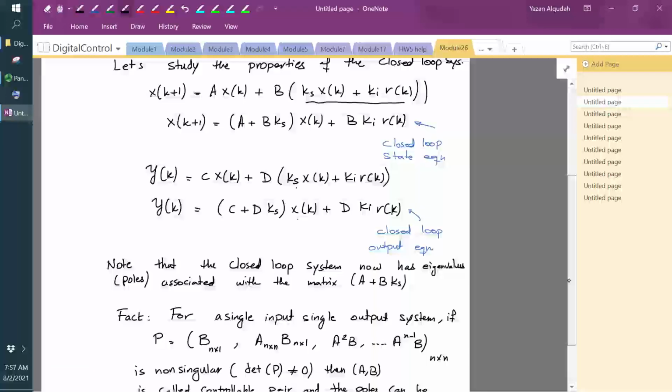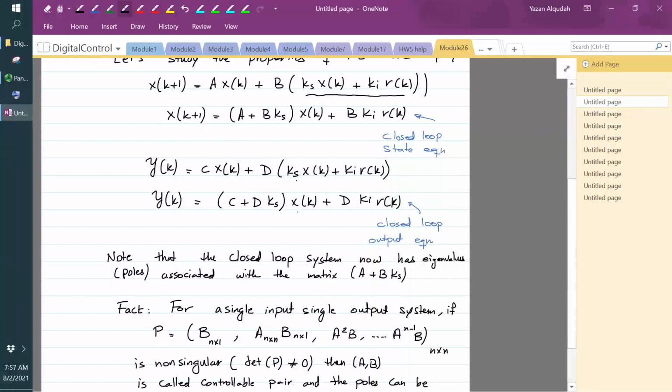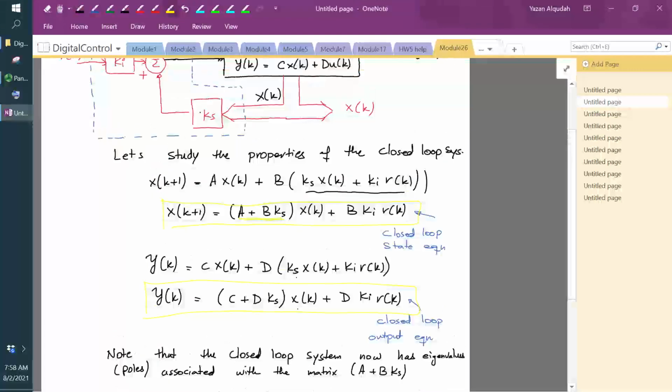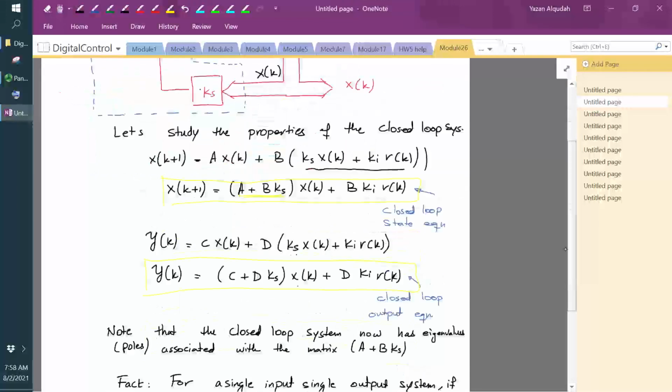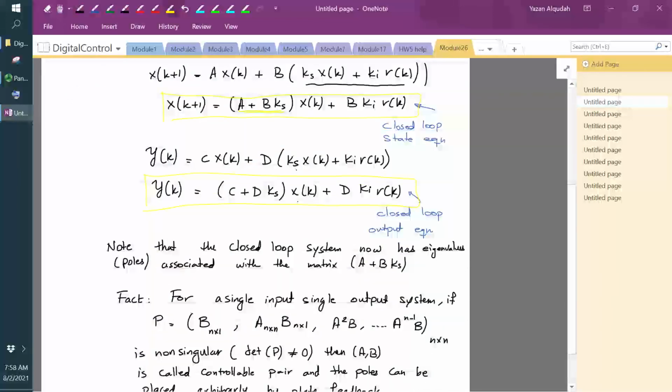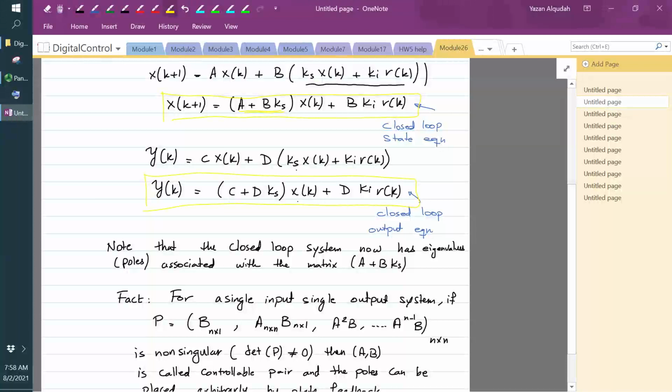Now if you look at the closed loop system, with these two equations, it is going to have eigenvalues, which are the poles of the system, that are now associated with A plus B multiplied by Ks. For the open loop system, the poles are associated with A. Now for the closed loop system, the poles are associated with A plus B multiplied by Ks.